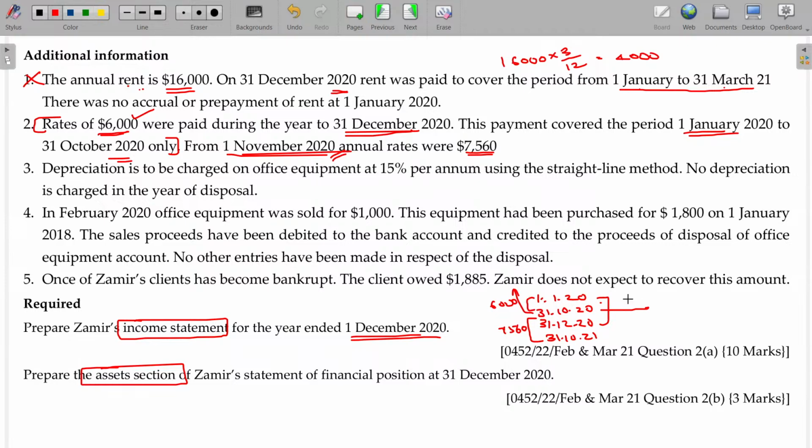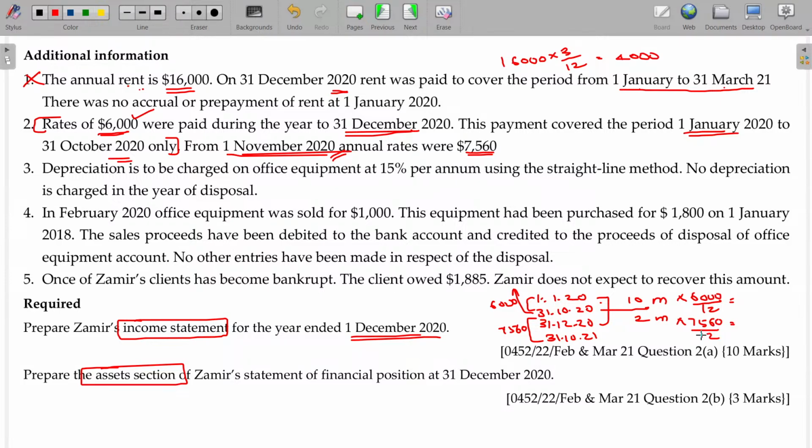From here to here, 10 months we pay cheaper, and from 31st October 2020 onwards for the remaining 2 months we pay higher or costlier rates. And here 6,000 for 1 year means for 10 months how much it should be? Divided by 12. Isn't that okay? And in this period 7,560 is for the 12 months, so for 2 months how much it should be?